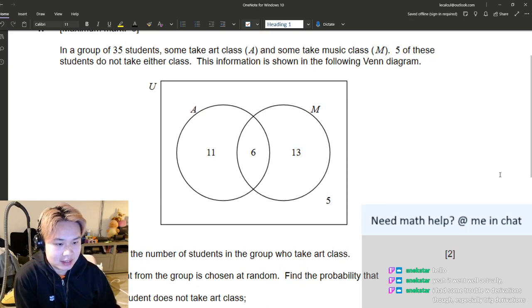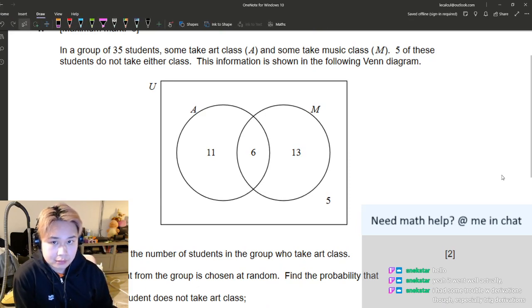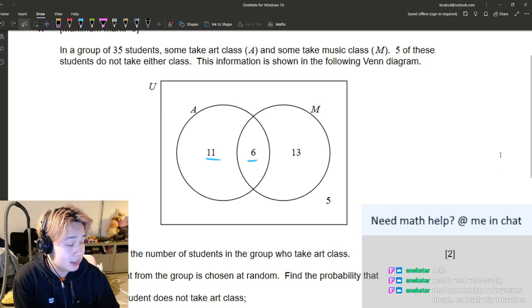Alright, let's see this. Write down the number of people who take the art class. Well, that's all the people in the art class circle, which is 11 and 16.